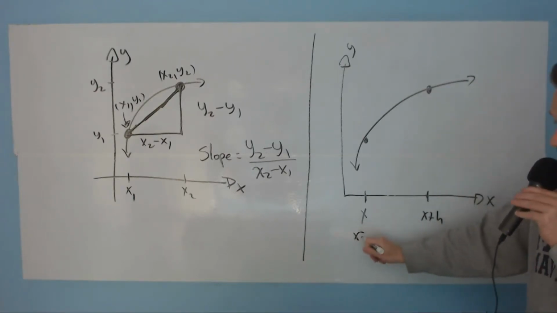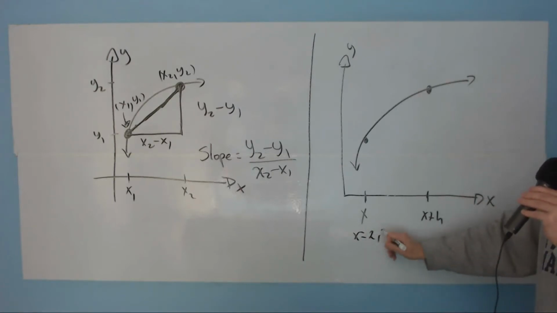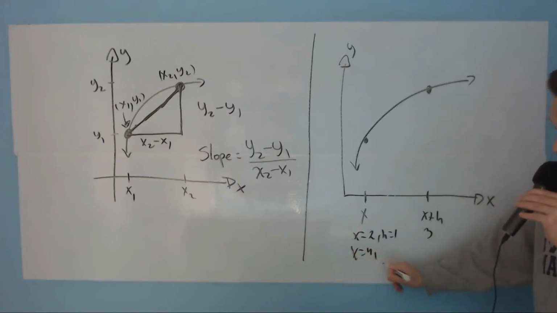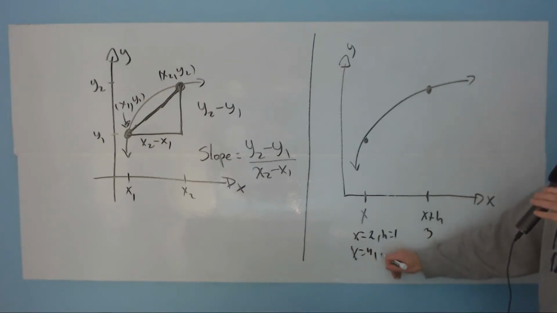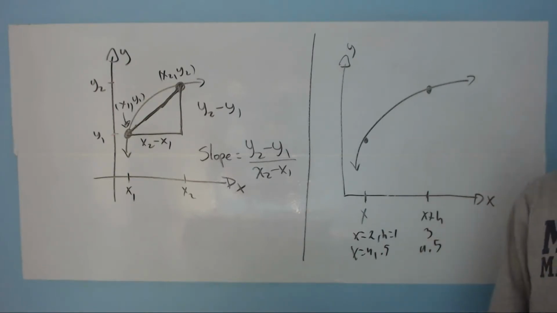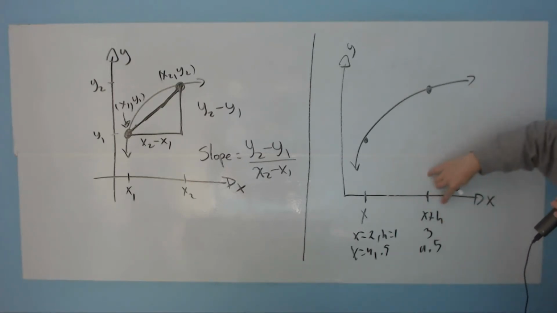If x, for example, had the value 2 and h had the value 1, then up here you would have x plus h, which is 2 plus 1, or in other words 3. That would be the value of the x right there, you see? If x had the value 4 and h had the value, say, 0.5, then this here would be 4.5. So in general, we write it as a symbolic expression. This is x and this is x plus h.